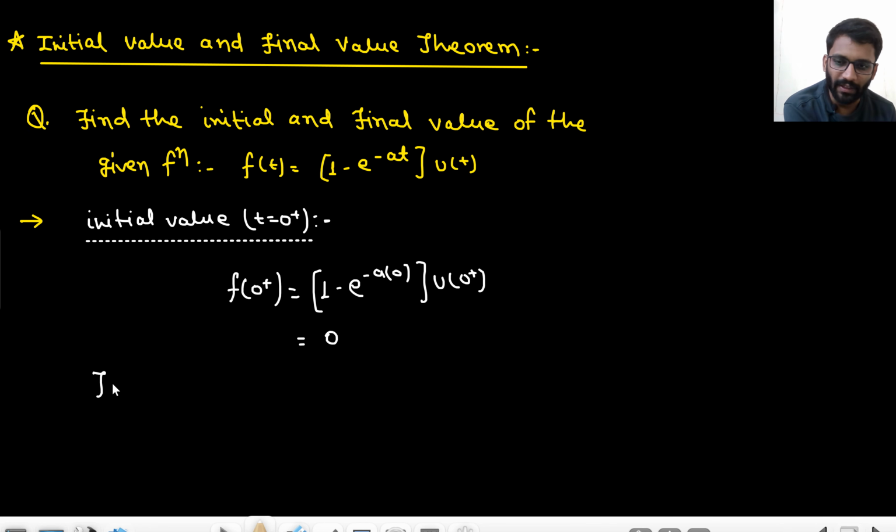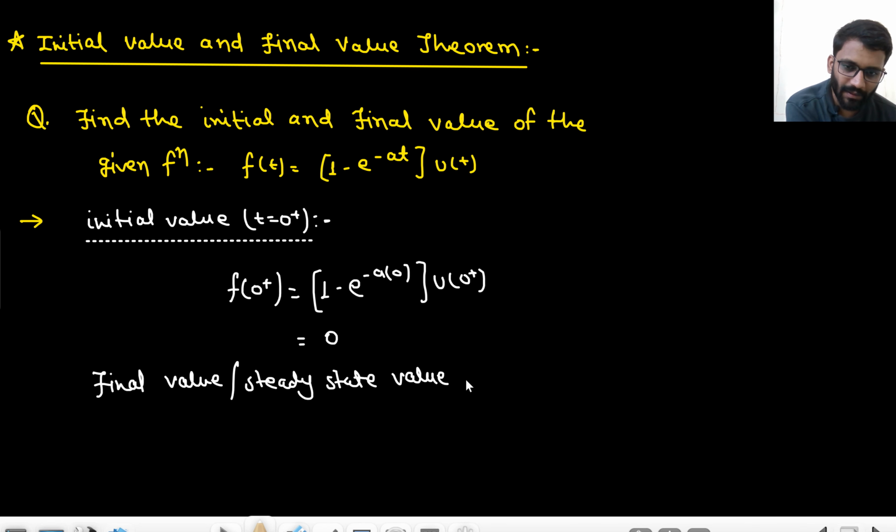And what will be the final value? Final value means steady state value. Final value or steady state value, or DC value also we can say sometimes. DC value, that means t equals infinity.